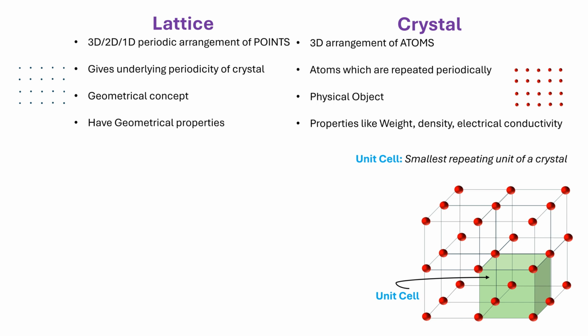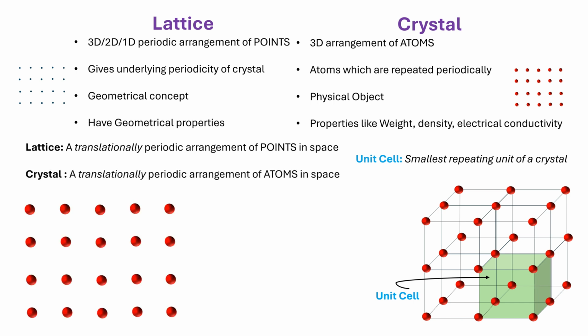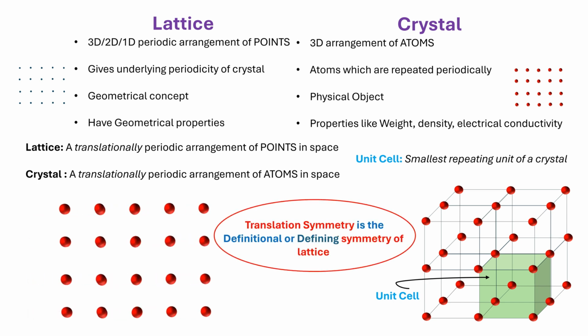A lattice is a translationally periodic arrangement of points, whereas a crystal is a translationally periodic arrangement of atoms. As can be seen in the figure representing a 2-dimensional arrangement of red atoms, if we translate the whole lattice to the right by a distance equal to the interatomic spacing shown by the black arrow, the arrangement remains unchanged and will have similar surroundings as before. This demonstrates translational symmetry of a lattice, which is also known as the defining symmetry of a lattice.